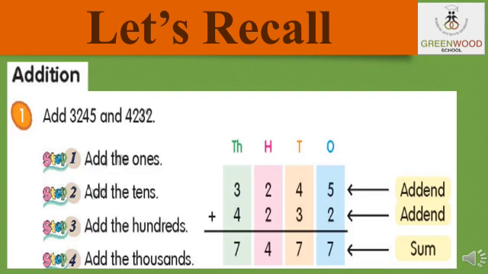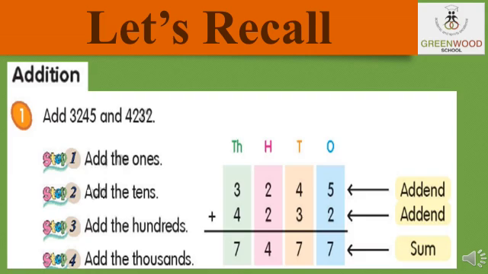The numbers being added are called addends. The result of the addition of the addends is called the sum. Add 3245 and 4232. Place all the numbers in their respective places, that is ones, tens, hundreds and thousands.